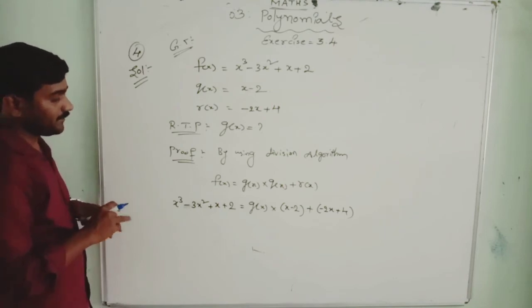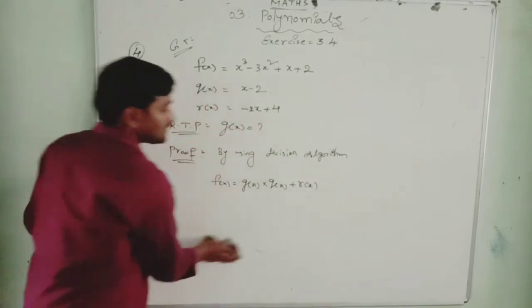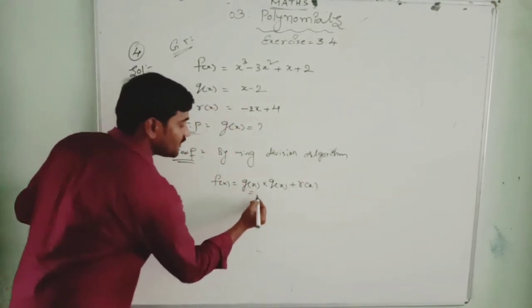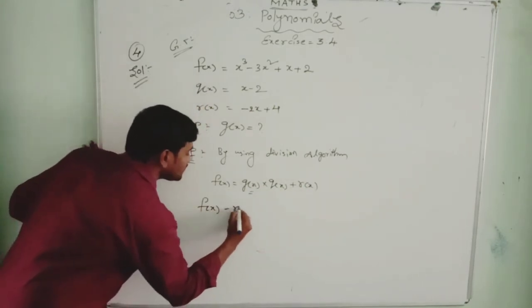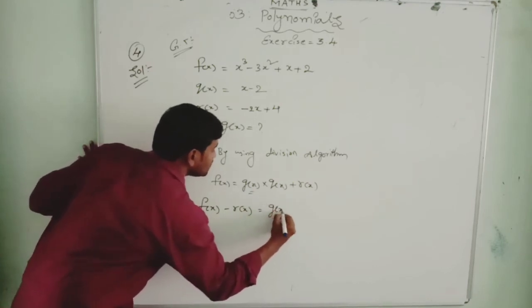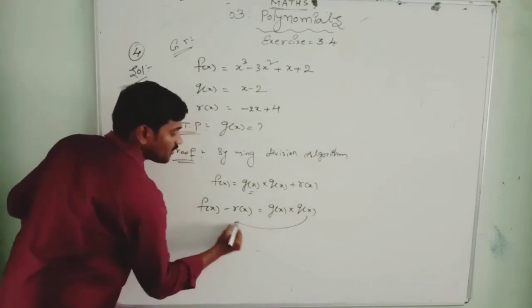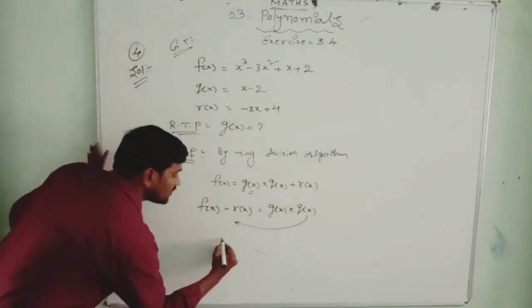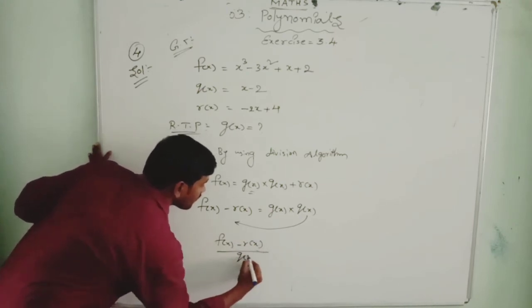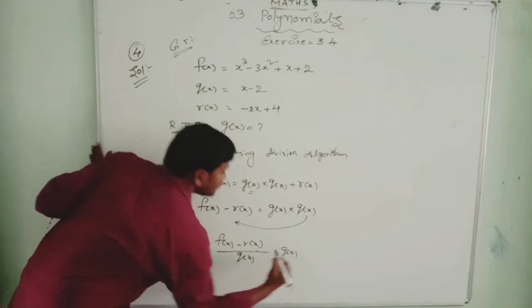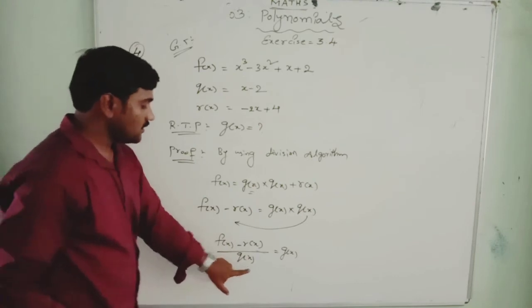If you are confused like this, I will do one thing. Listen. First we have to find g of x, no? This we need to find. First bring this plus r of x to this side. So f of x minus r of x equal to g of x into q of x. In this way you will get it very clearly. Then q of x you transfer this side. It is multiplying, so it will be divided. So f of x minus r of x by q of x equal to g of x.